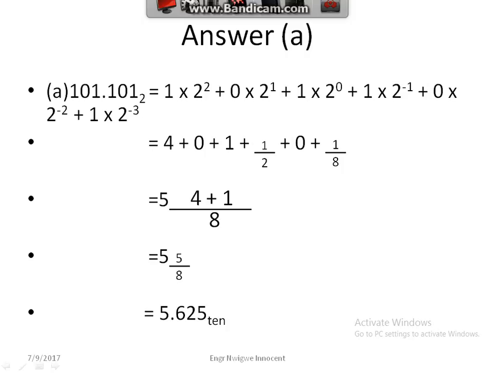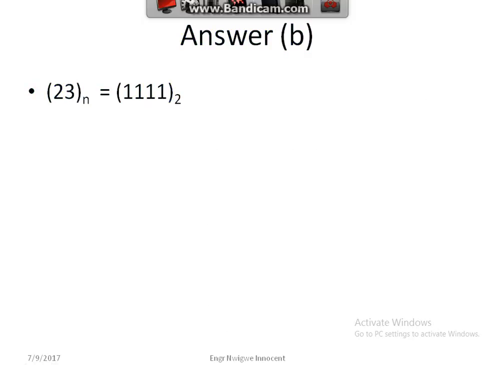Answer B. We are asked to find n when 23 to base n is equal to 1111 to base 2. Therefore, we first of all convert everything to base 10. To convert to base 10, we multiply by the base and raise it to the power according to the position of the digit from right to left in the figure.